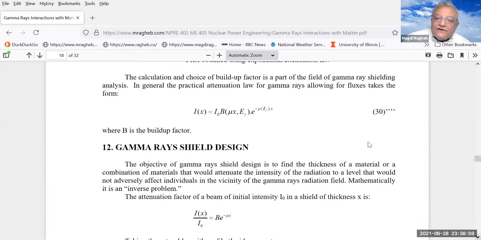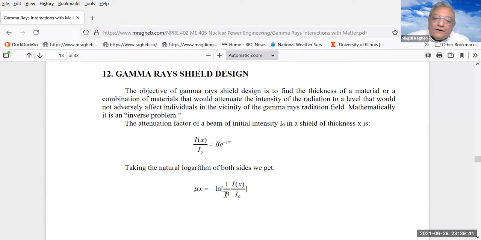All right, so let us find a way of getting what is that x here. First step is that we take that I naught and bring it to the left side. So now that becomes the beam after it interacts with a material with an attenuation coefficient mu, relative to its initial intensity. We call this the attenuation factor. And that could be 1 in a million, 10 to the minus 6, or 10 to the minus 9, 1 in a billion. And the B could be 2 or 3, or sometimes 1, depending on the energy of the photons here. Well, we want to solve for x. So we bring that B to this side, and we have now the attenuation divided by the buildup factor.